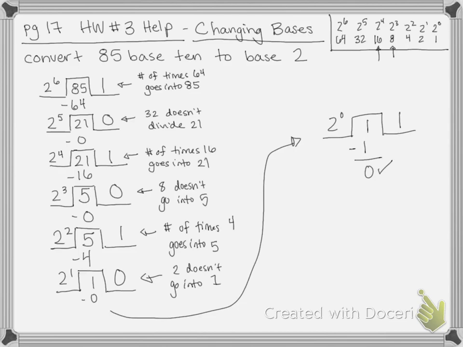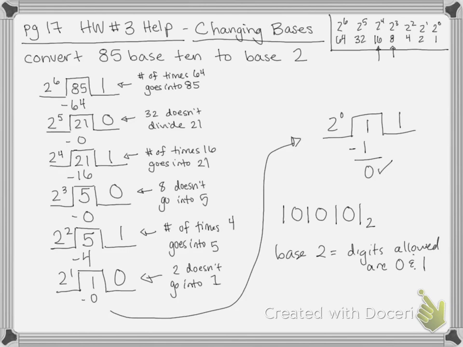So this number looks like this: 1, 0, 1, 0, 1, 0, 1, base 2. Notice that because we're in base 2, the only digits allowed are 0 and 1. Remember from class, we can only use digits that are less than the base we are working with. So that really limits us when we're in base 2. This is called a binary base.